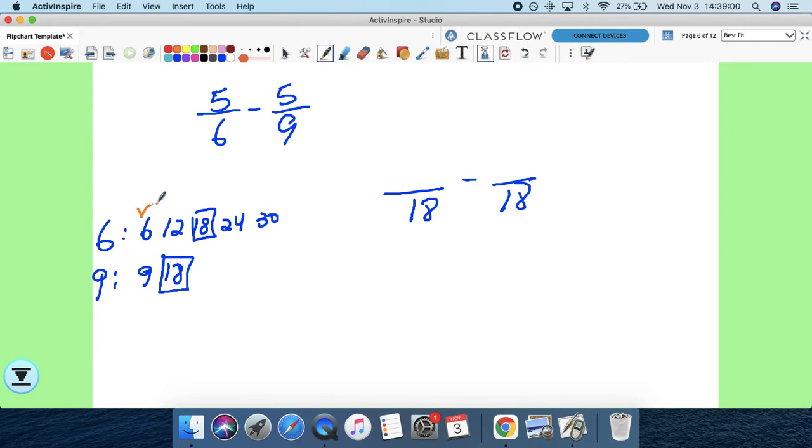6 times 1 times 2 times 3. So 6 times 3 is 18. So on top I do the same. 5 times 3 is 15. So I'm going to put 15 over 18. 9, it's 9 times 1 times 2. 9 times 2 is 18. So here, 5 times 2, which is 10.